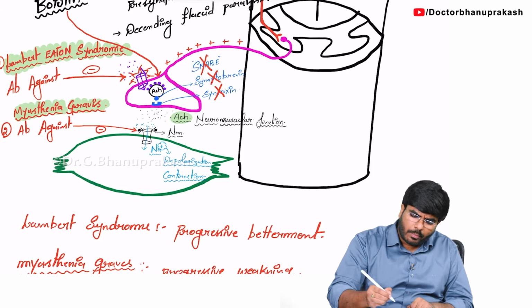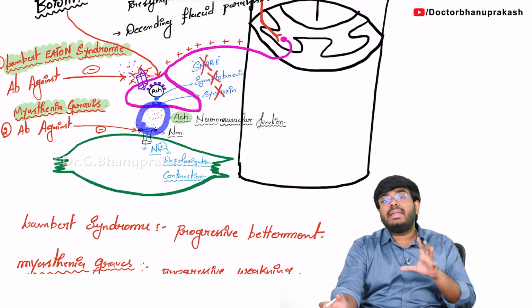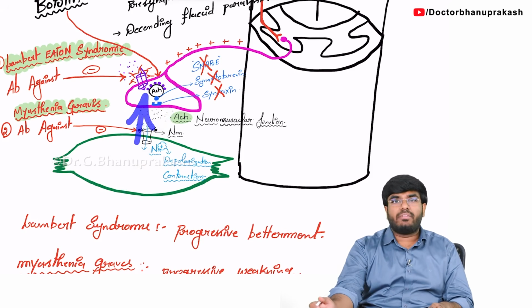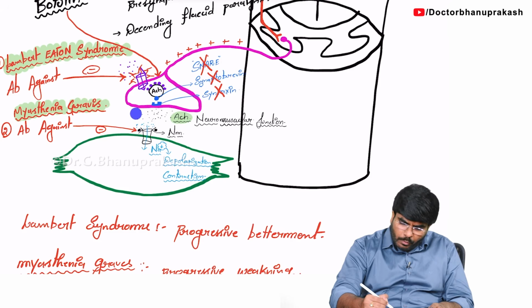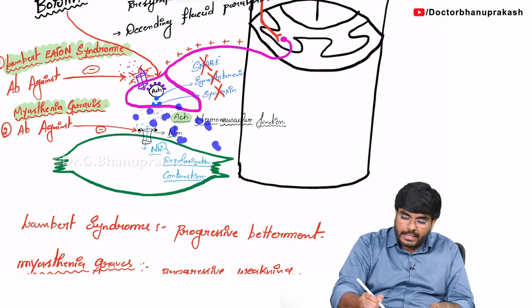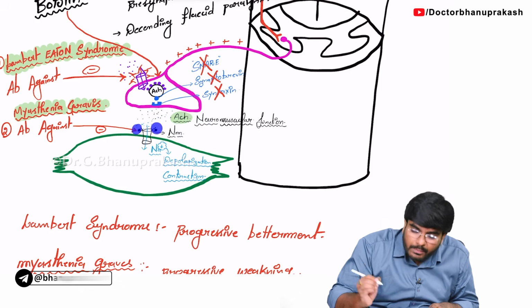In both conditions the problem is that the muscle is not contracting, and we know the neurotransmitter needed for muscle contraction is acetylcholine. So we have to increase the acetylcholine levels here. The moment you keep high levels of acetylcholine here, that acetylcholine can actually remove the antibodies, okay.